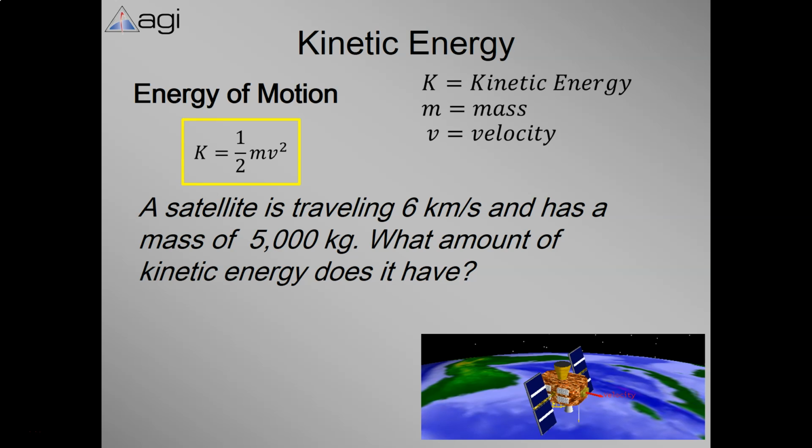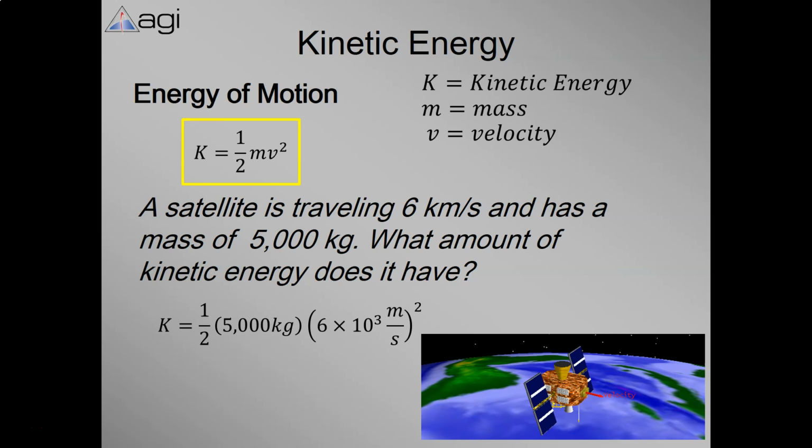A satellite is traveling at 6 kilometers per second and has a mass of 5,000 kilograms. What amount of kinetic energy would it have? Well, again, we just plug and chug. It's not hard math. This means the kinetic energy, K, is equal to half of 5,000 kilograms times 6 times 10 to the third meters per second squared.